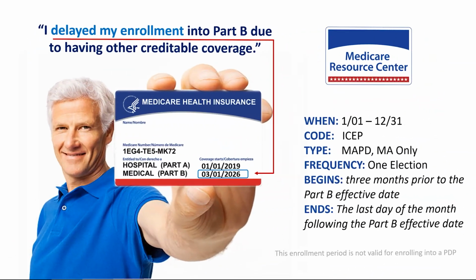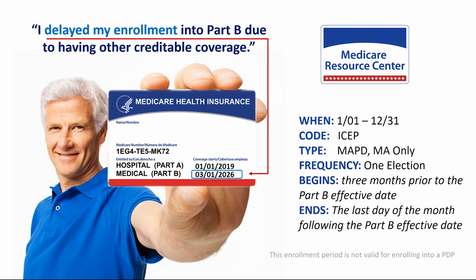Let's look at a different one. This would be for somebody that delayed enrollment into Part B due to having some other coverage, okay? If you're going to use this specific ICEP, this is for a Medicare Advantage plan or Medicare Advantage without Part D only. You cannot use ICEP to enroll in a standalone Part B. It begins 3 months prior to the Part B effective date, and it ends the last day of the month following the Part B effective date.